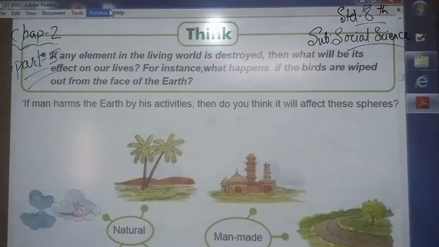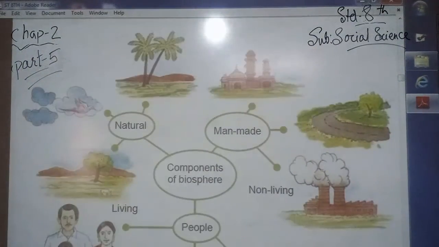Now, here a diagram is given. Just a diagram model, a picture. In the middle is written components of the biosphere. Whatever drawings are there in every subject, they have different definitions given, where names are there. Here, the components of the biosphere.